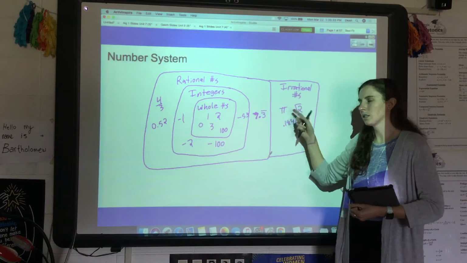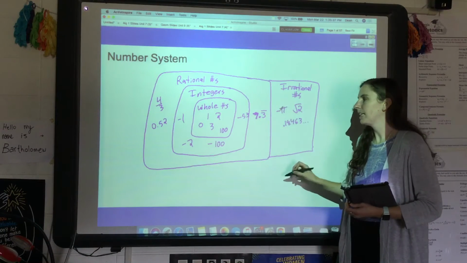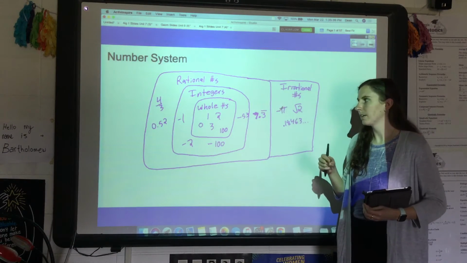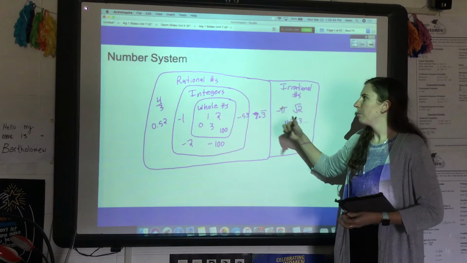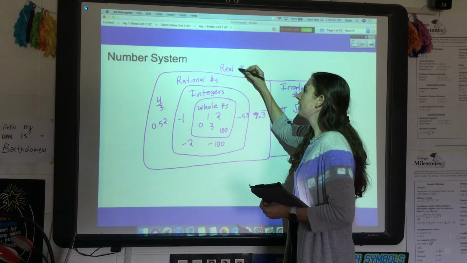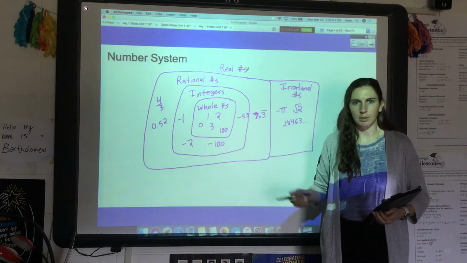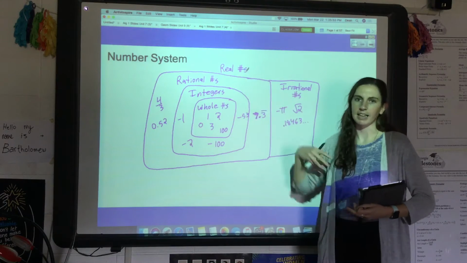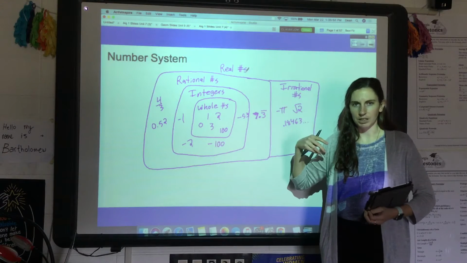It's just any decimal that goes on forever without repeating, and they can be negative too. So all of this together makes up what we call the real number system. These are real numbers. Anytime you say the domain is all real numbers, you're saying it could be any of these things. So far, these are all the numbers that you have learned.